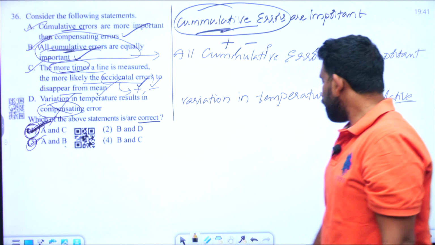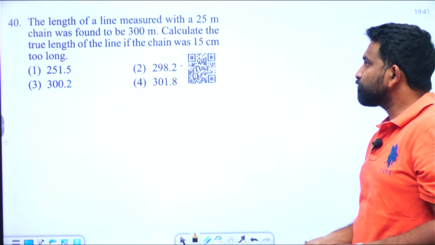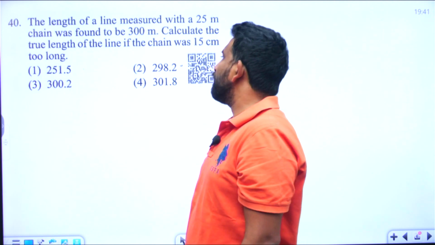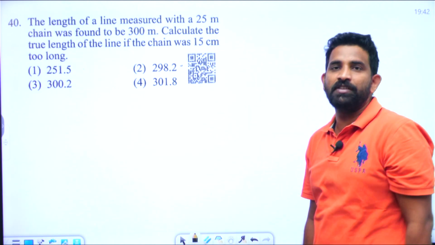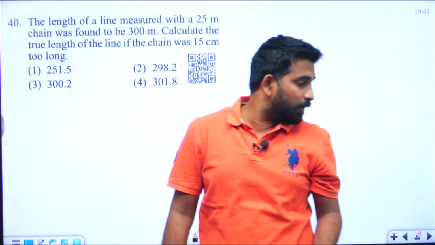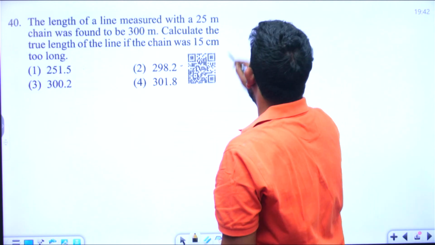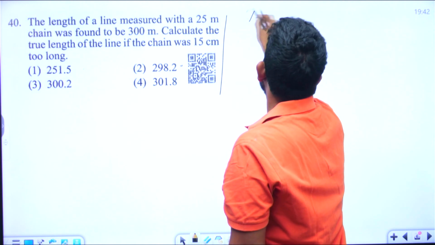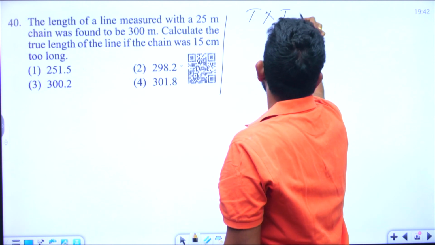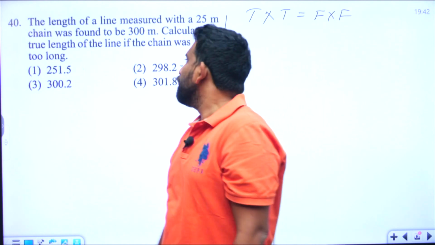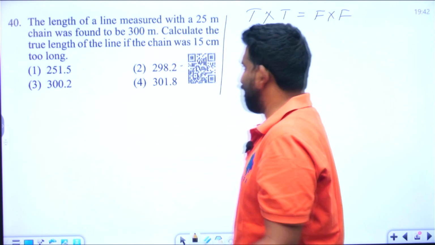Let us see the next question here. The length of a line measured with a 20 meter chain was found to be 300 meters. Calculate the true length of the line if the chain was 15 centimeters too long. Now we have to check the length of the correct line, that is the true length of the line. We can use a simple strategy here: true into true is equal to false into false. This is a general simple strategy that we follow while dealing with such questions on errors in chain surveying.